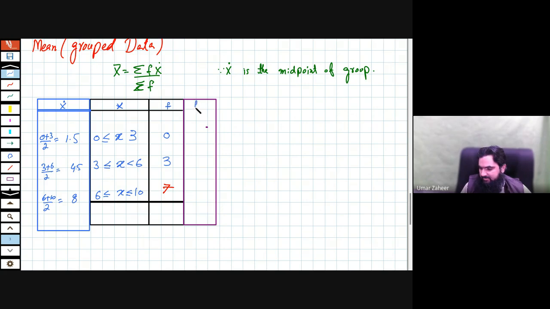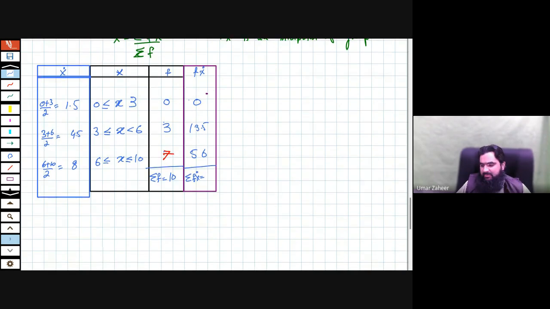Now I need to find summation of f of x dot. So let's see how to find f into x dot. 0 multiplied by 1.5 will be 0. 3 multiplied by 4.5, it will be 13.5. 7 multiplied by 8, it will be 56. Now find the sum of f of x dot. Just find the sum. Frequency, obviously it is 10. Just find this value, 13.5 plus 0 plus 56.